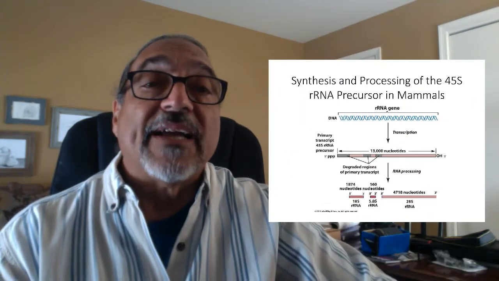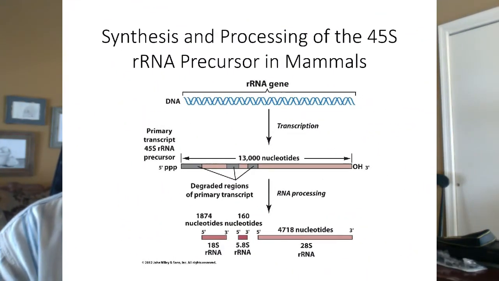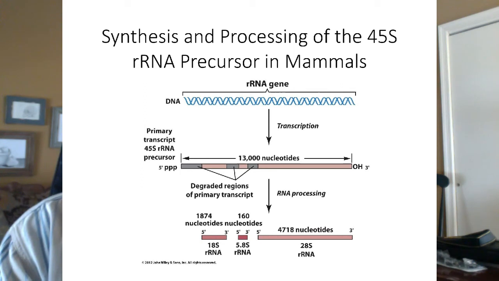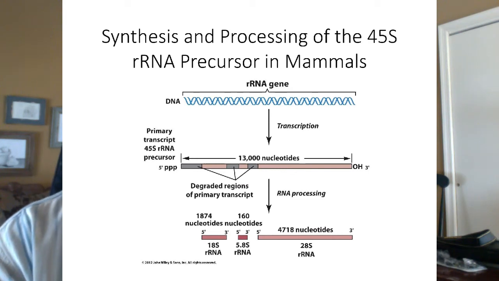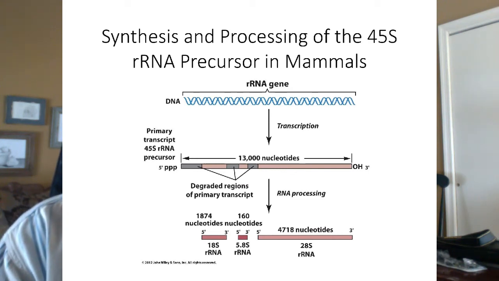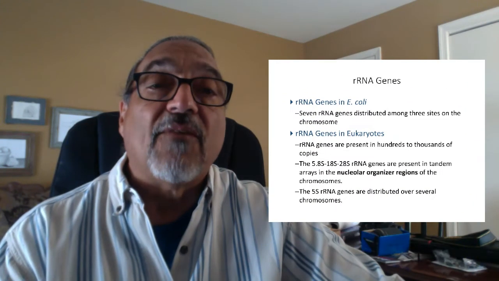Just to give you an idea and take a look at how much more complex RNA processing is in the mammalian species, you can see here that there are a variety of these degraded regions, almost as if they are intron-like, to create the variety of different sizes of the rRNA species, which eventually become assembled into the ribosome itself.